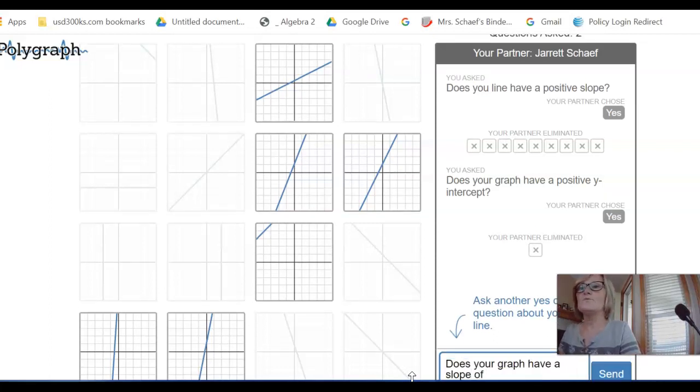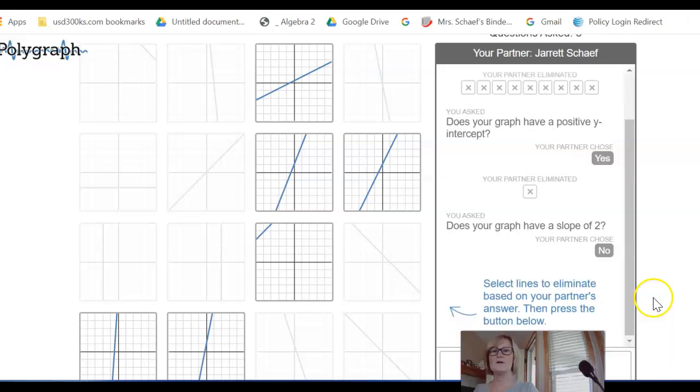Okay? I could ask, does your graph have a slope of, let's get specific here. So we're going to do rise over run. I'm going to say 2. Trying to decide. No, it doesn't have a slope of 2. So I can eliminate this one. Which one was it that had a slope of 2? Rise 2, run 1. So I can eliminate that one.